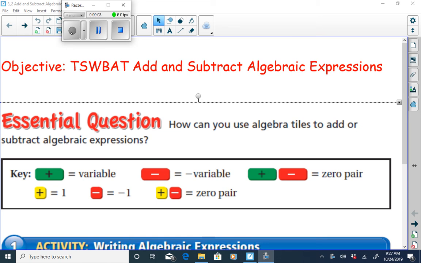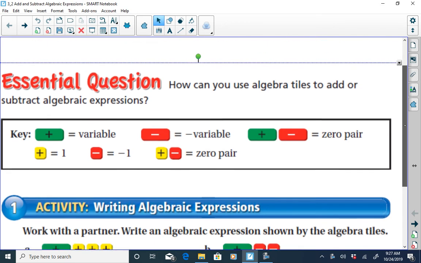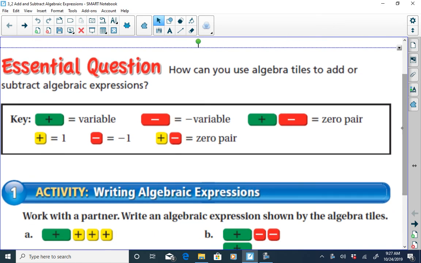Our lesson today is to be able to add and subtract algebraic expressions. We're going to start off with some models, just to get an idea of what's happening visually when we add and subtract algebraic expressions. First, we need a key.